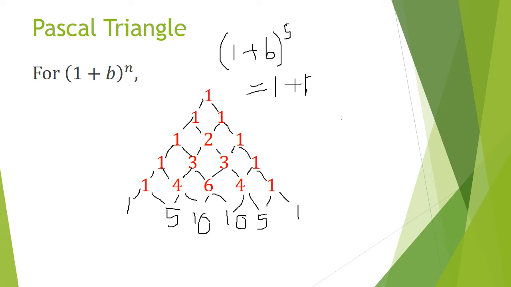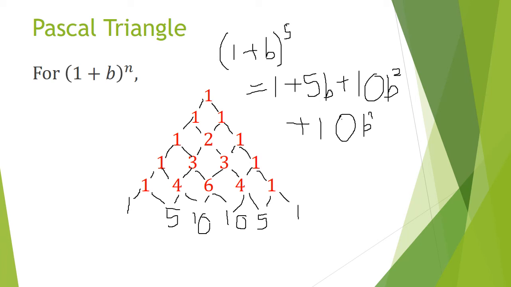So if I also expand this, I should get 1 plus 5b plus, next one is 10, so 10b² plus, next one will be 10, so 10b³ plus, next one will be 5, so 5b⁴, and the last one will be plus b⁵.